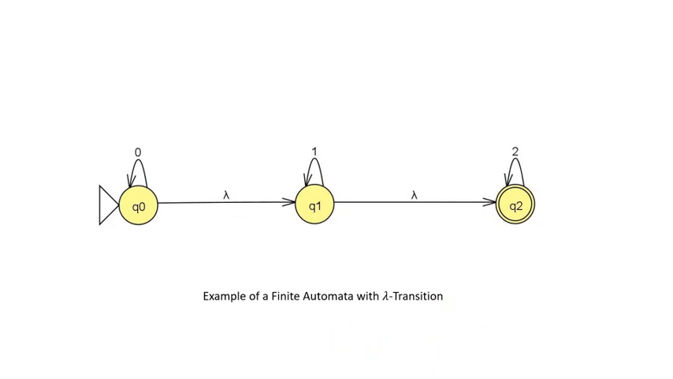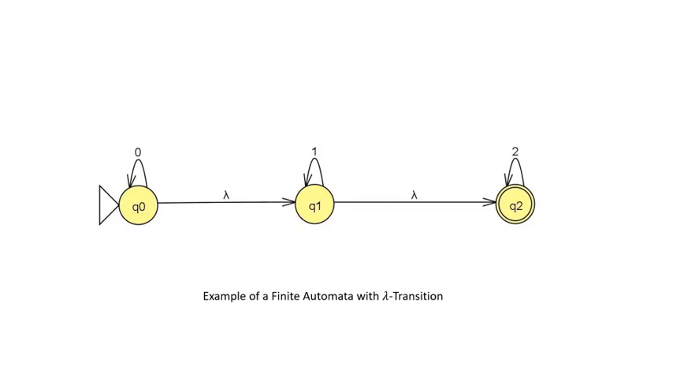You can see that here there are three states, Q0, Q1 and Q2, where Q0 is the initial state and Q2 is the final state. There is a transition with input symbol 0 from Q0 to itself, and a lambda transition from Q0 to Q1, a transition with 1 from Q1 to itself, and a lambda transition from Q1 to Q2, and a transition with 2. So I have to remove these two lambda transitions.